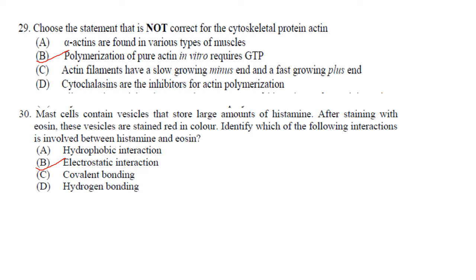Next one. Mast cells contain vesicles that store large amounts of histamine. After staining with eosin, these vesicles are stained red in color. Identify which of the following interactions is involved between histamine and eosin. Option A. Hydrophobic interaction. B. Electrostatic interaction. C. Covalent bonding. And D. Hydrogen bonding. Answer is option B, electrostatic interaction.